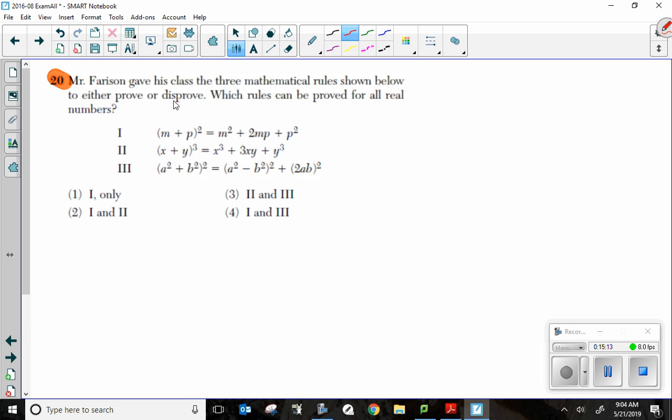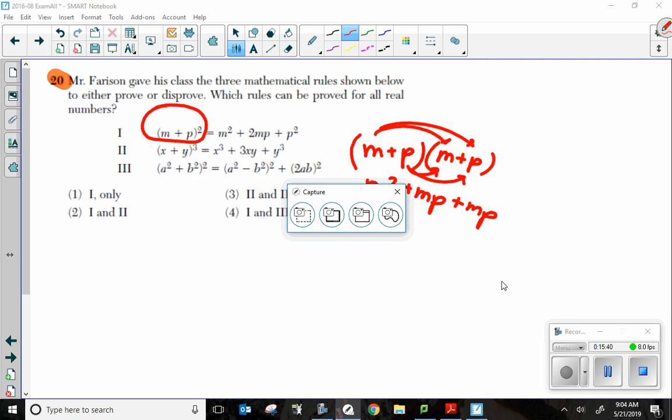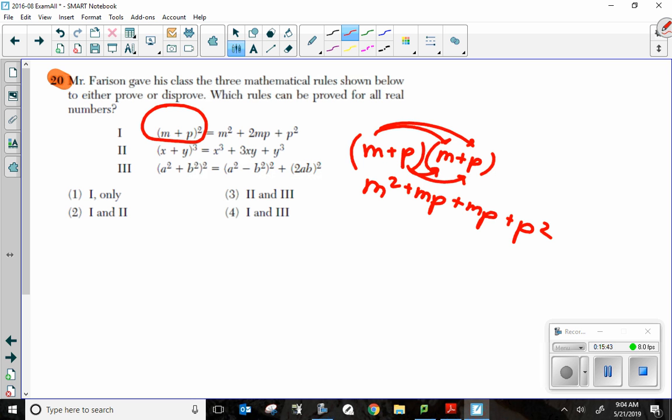So I know for a fact that number 1 is true. If I take m plus p and I square it, okay? Do not just square m and square p. You need to FOIL it. Okay. m squared. That's plus m times p. We have another m times p, and then we have a p squared. There should be a plus in between there. Don't know where that came from. We don't want that. Plus p squared. I can combine these. So I have m squared plus 2mp plus p squared. Good. Number 1 is true.